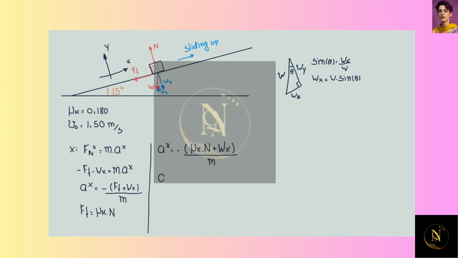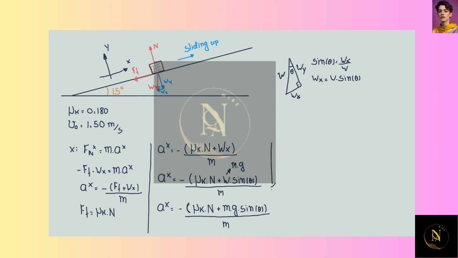Then, the acceleration is given by minus mu k times the normal force plus W times the sine of theta, divided by the mass of the box. And remember that the weight force is given by the mass of the box times the acceleration of gravity. So we get an expression for the acceleration that is as follows: minus the kinetic frictional coefficient times the normal force plus m times g times the sine of theta, divided by the mass of the box. And now we have to calculate the normal force.